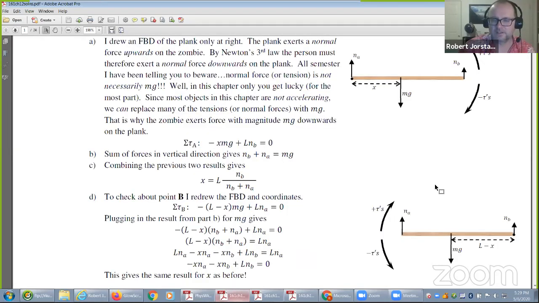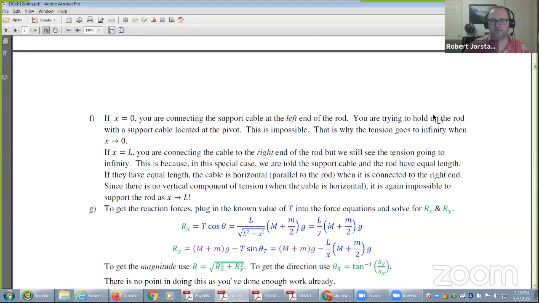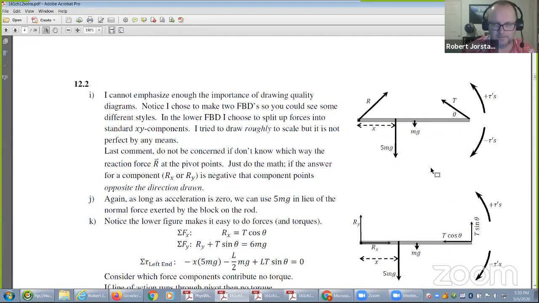All right. So hopefully this is making some sense. And notice in this problem, I actually drew the picture to scale. So it's not perfect, but it's roughly to scale, I guess. All right. This gives you a better idea. So 5 mg is down and big. Mg is down at the center of the rod. Tension is going to be up and to the left. Look at this. The reaction force supports more of the weight than the tension. Think about that.